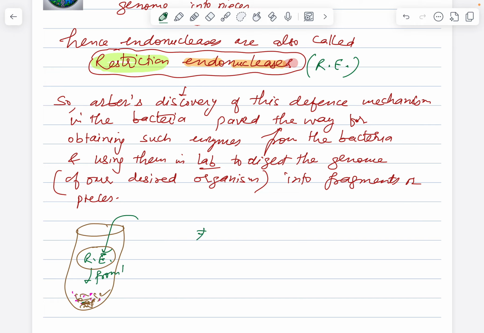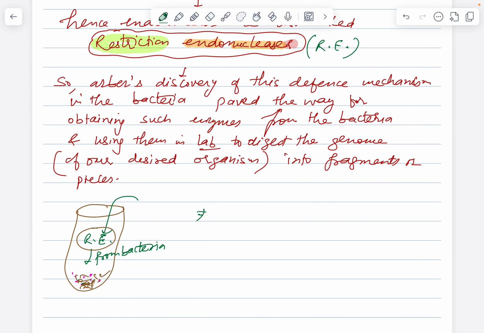RE from the bacteria. Why do the bacteria produce them? As their natural defense mechanism against viruses. But then if bacteria are producing them, we can always get them from the bacteria. And once we get them from the bacteria, what will we do? Put them in the test tube to digest the genome. Will the enzyme be able to attach to the genome? Yes, if the recognition site is there. The recognition site, by the way, as I've told you, is always a palindrome. So if the enzyme finds a recognition site for itself on the genome, it is going to attach to the genome. And once it attaches, it cuts the phosphodiester bond, and that's it. Produces what? Fragments.